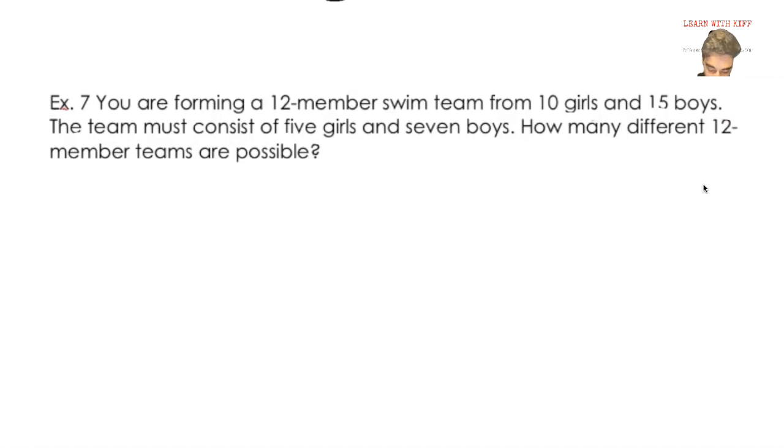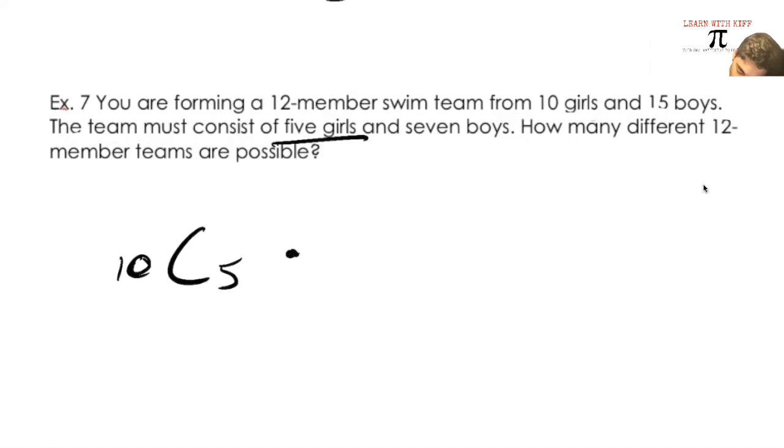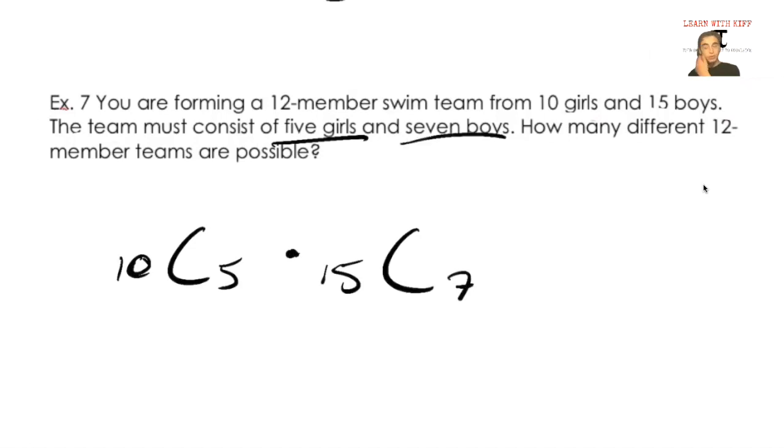So you're forming a 12-member swim team from 10 girls and 15 boys, with 5 girls and 7 boys. Okay, so how are we going to do this? We have 10 girls, so 10 choose 5, because we have to choose 5 girls, times 15 choose 7. When you have 2 different parts of a problem, you want to multiply them together, because that's how probability works, as I'm sure you've already learned.